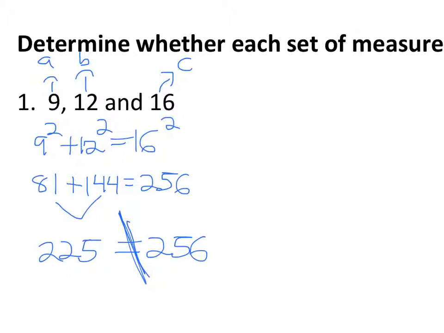So since a squared plus b squared does not equal c squared, we're going to say, no, it's not a right triangle. This means that if you had a triangle with 9, 12, and 16 as the side measures, there's no right angle in there. There's no 90-degree angle.